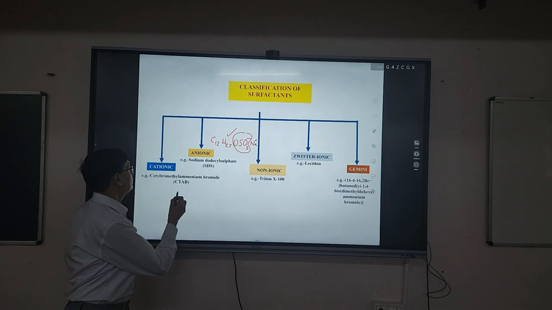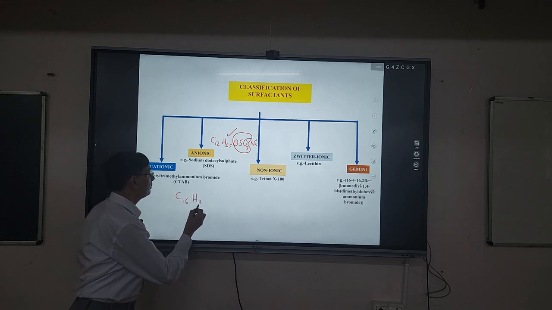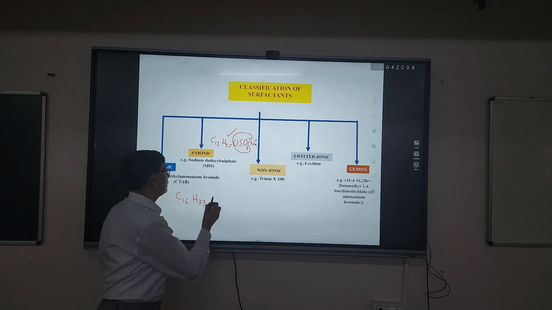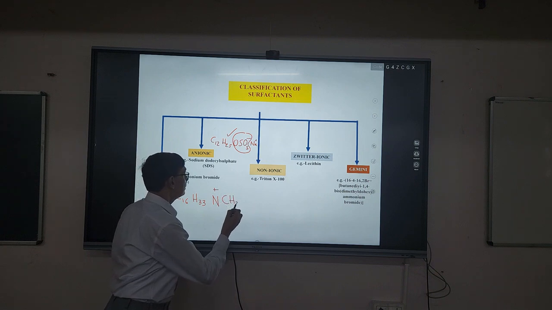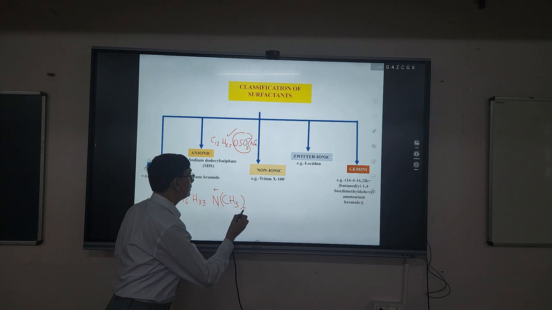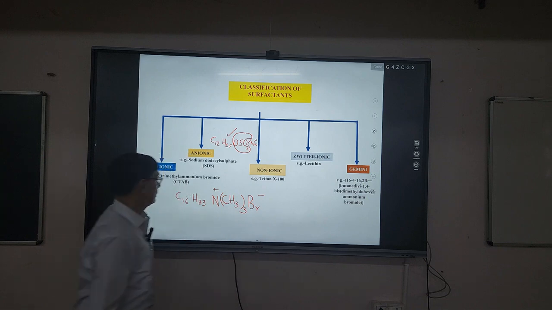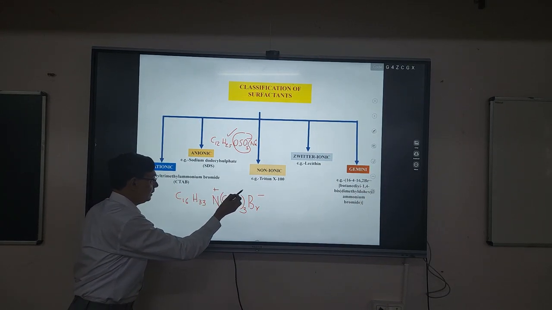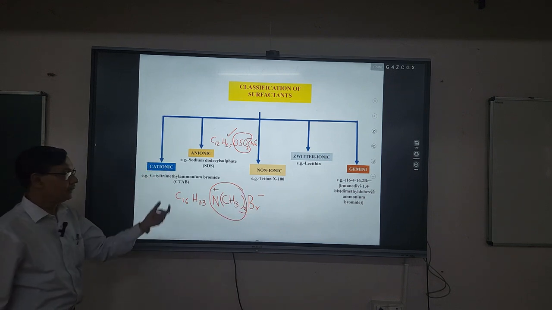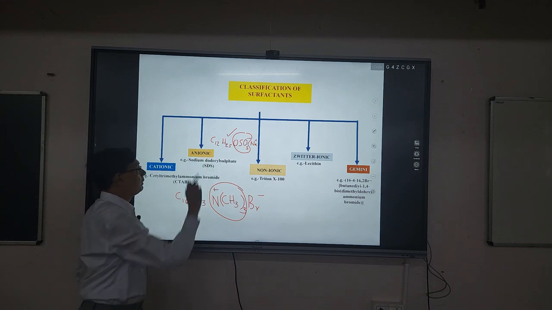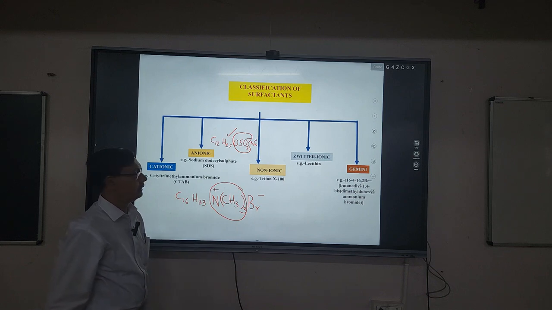Now here, if I write cetyl C16H33 cetyl trimethyl ammonium, quaternary ammonium bromide, here the head group is cationic, so therefore it is cationic surfactant. Here head group is anionic, so therefore it is called the anionic surfactant.